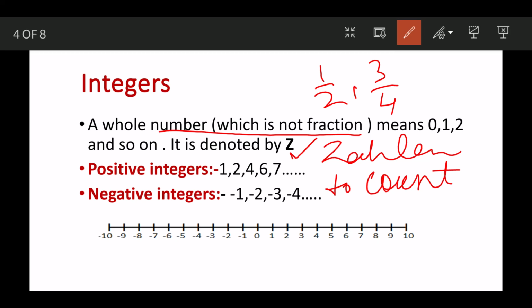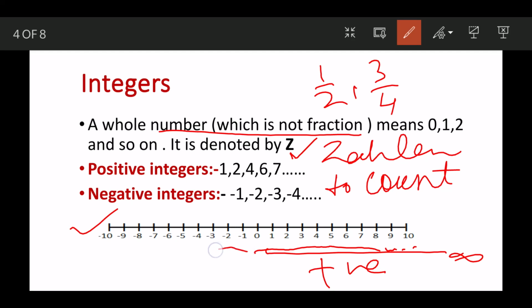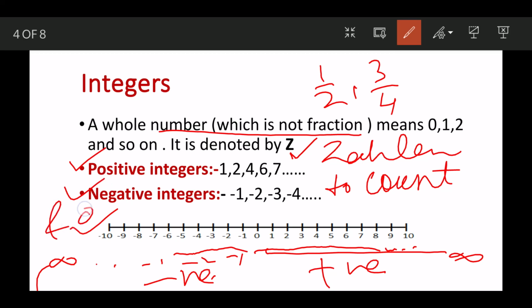Now we know all the numbers we can represent on a number line like this. So 0, 1, 2, 3 and so on till infinity. From 1 to infinity we get positive integers and when we go back to 0, minus 1, minus 2, minus 3, minus infinity, we get negative integers. So there are positive integers, negative integers and 0 is also an integer.